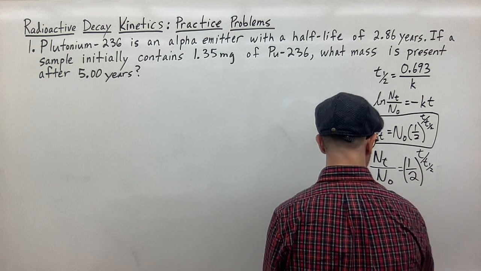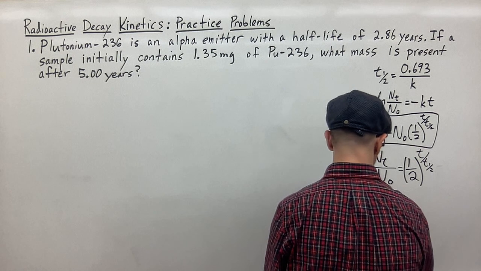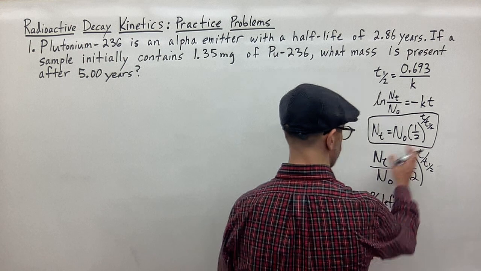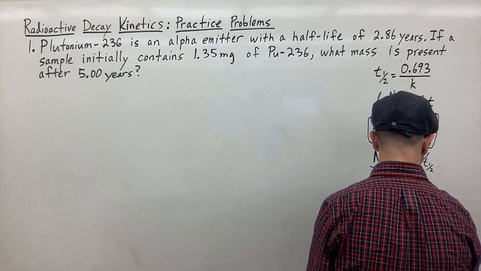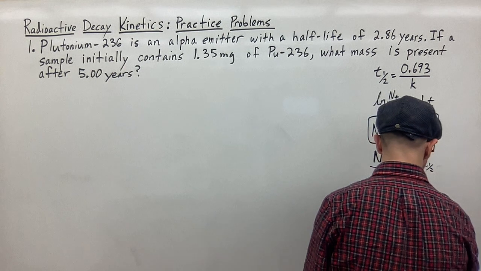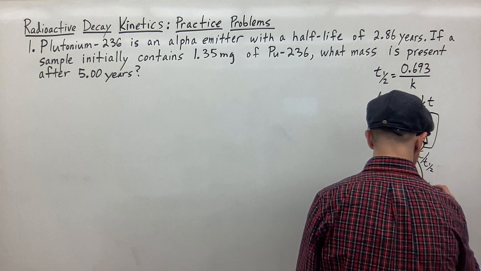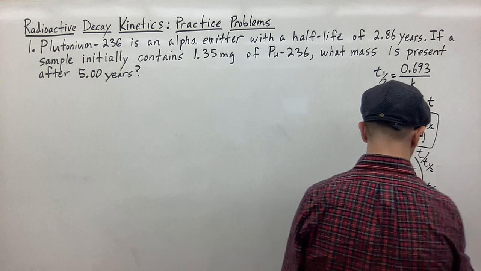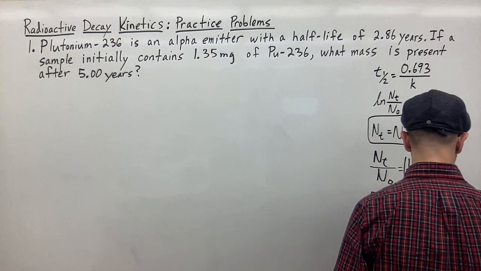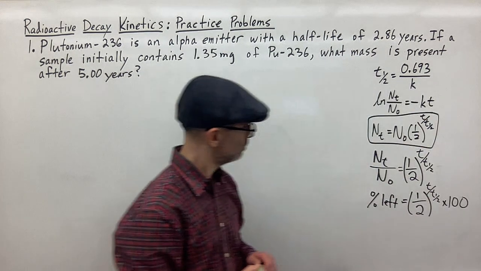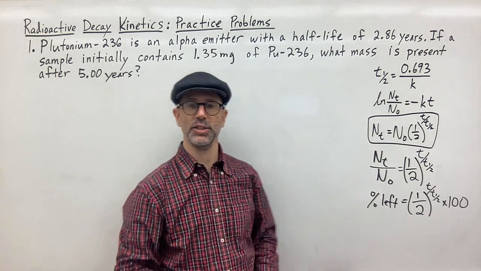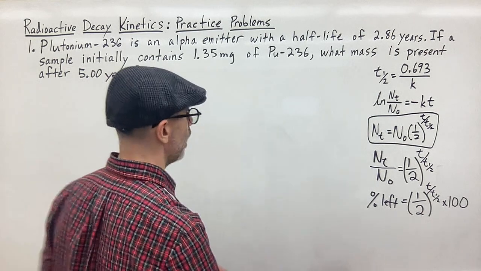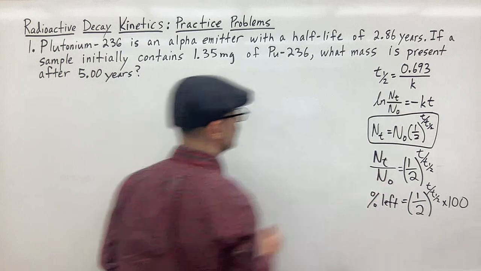So if I want the percent left over, the percent left would be equal to the fractional amount multiplied by 100. So 1/2, raised to the t over t 1/2, and then, of course, this is multiplied by 100. So these three equations are very, very helpful, and you can do it in one step. So let's go ahead and do this problem using this equation here.